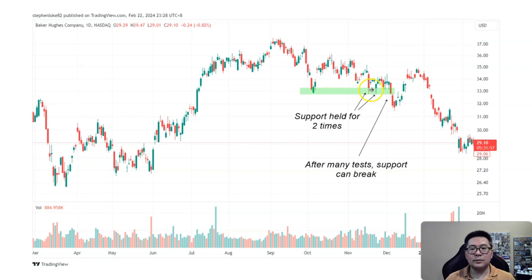and when the stock tests a previous low support, sometimes it may fail because the trend is already weakening, and although the stock rose and went back above support, eventually it went down again. So if you see a stock testing support many times, eventually it might break.